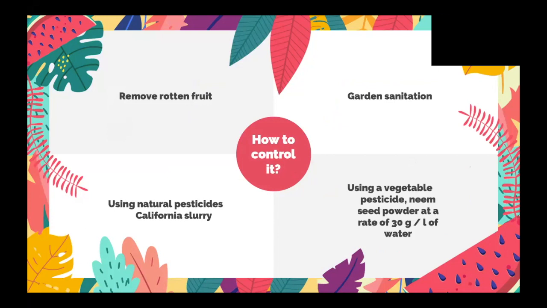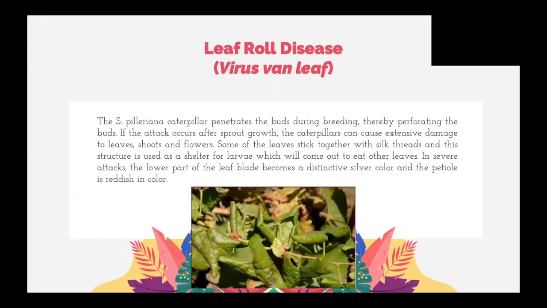Next is leaf roller disease. The caterpillar penetrates the buds during budding, thereby perforating the buds. If the attack occurs on the sprout growth, the caterpillar can cause extensive damage to the leaf, shoot, and flower. Some of the leaves stick together with silk threads, and this structure is used as shelter for larvae. In severe attack, the lower part of the leaf blade becomes a distinctive silver color, and the petiole reddish.